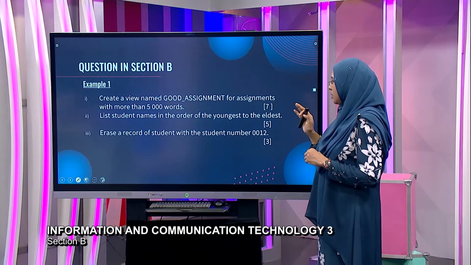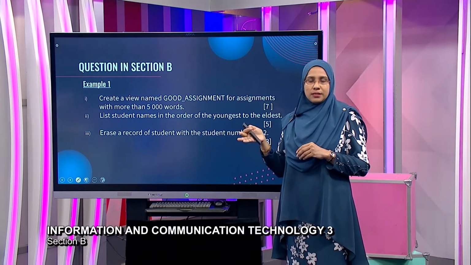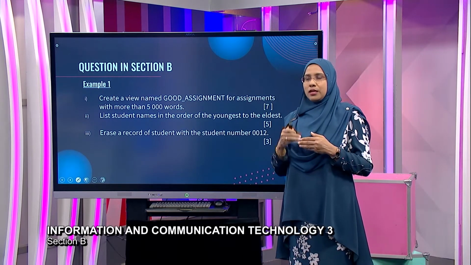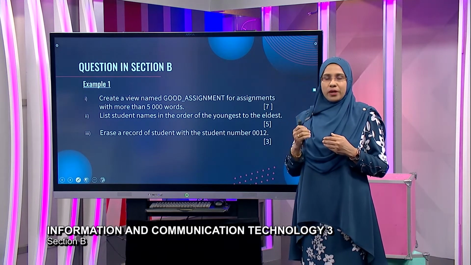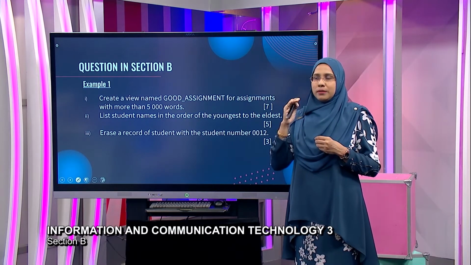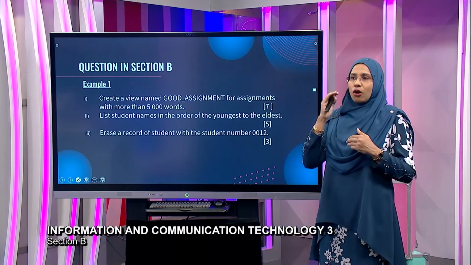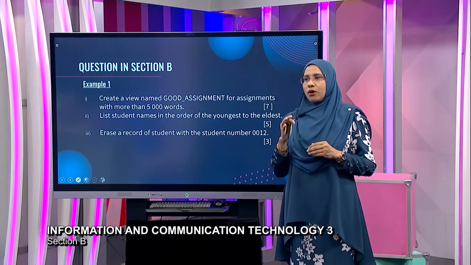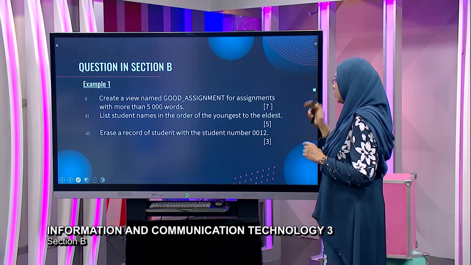Next, list student names in order of youngest to eldest. So indirectly they ask you to sort the data, sort the students' names according to their date of birth. Here they are testing your knowledge of how you use the condition. Marks given 5. And then the last one is erase the record of the student whose student number is 0012. So how to answer this?